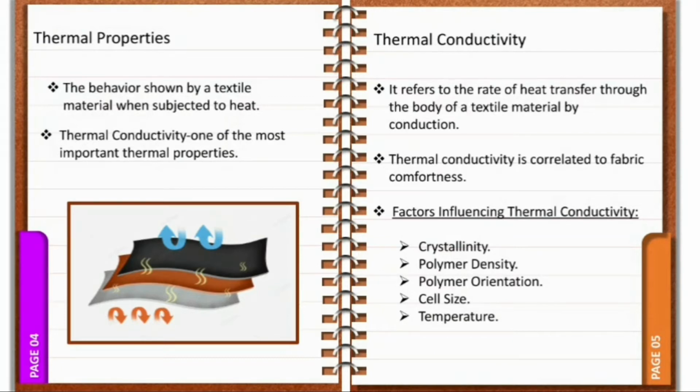First of all, crystallinity. Highly crystalline polymers show higher thermal conductivity. So, if the crystallinity is higher, the thermal conductivity will also be higher. The second factor is polymer density. Thermal conductivity increases with the increase in polymer density. So the higher the density, the higher the thermal conductivity will be. Our third factor is polymer orientation. Polymers having highly oriented chain segments have higher thermal conductivity.